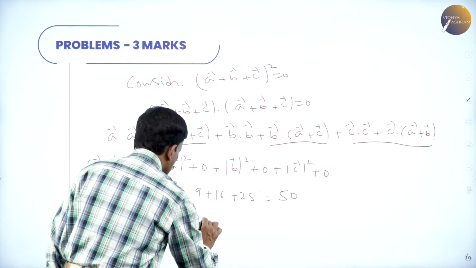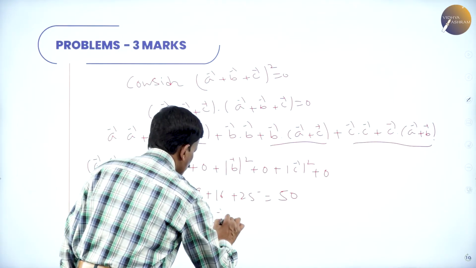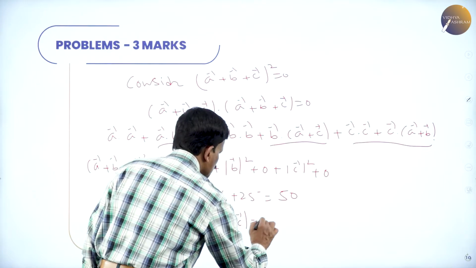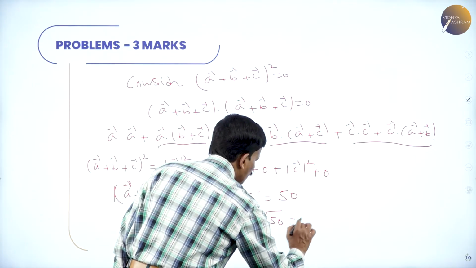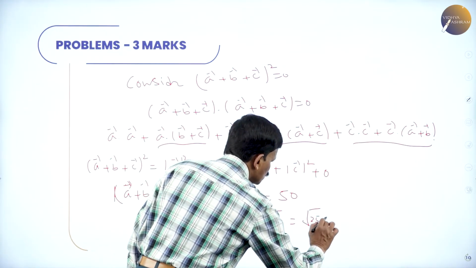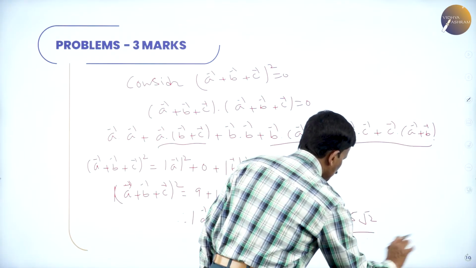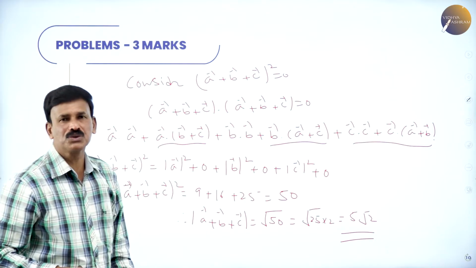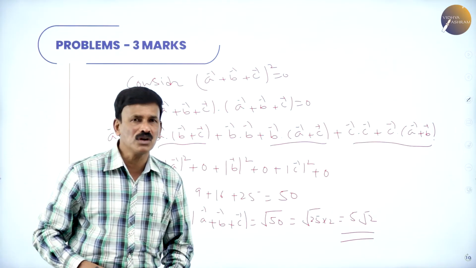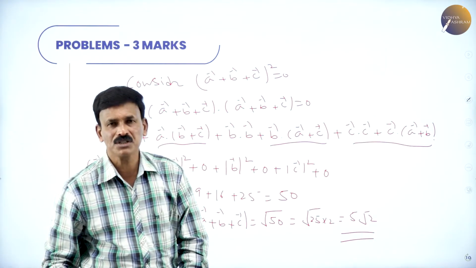Now, therefore, the magnitude of vector A plus B plus C is equal to the square root of 50. This is nothing but 25 into 2. This is equal to 5 root 2. So the required answer is 5 root 2. Hope you followed. Okay, that's it regarding this problem.